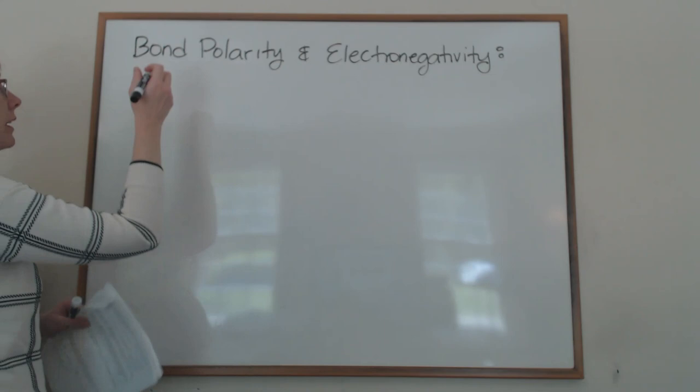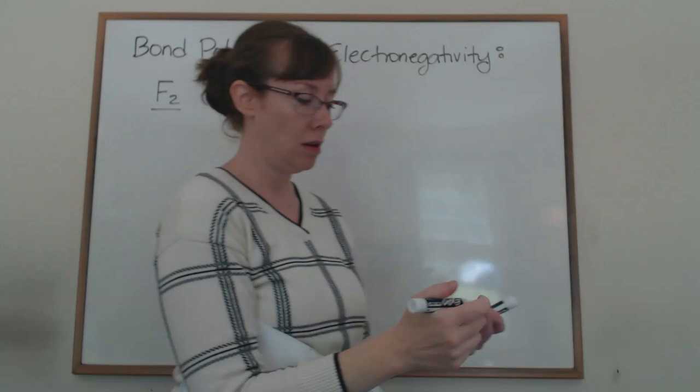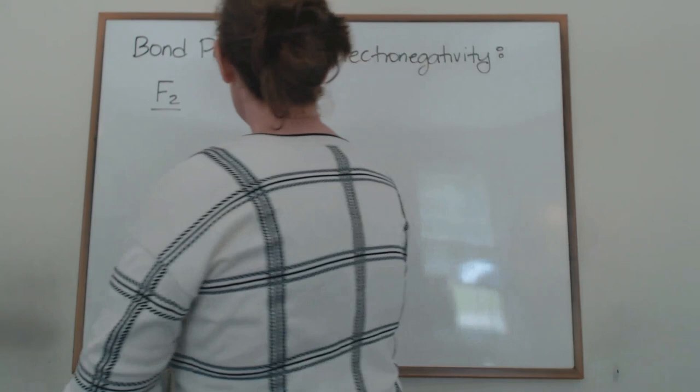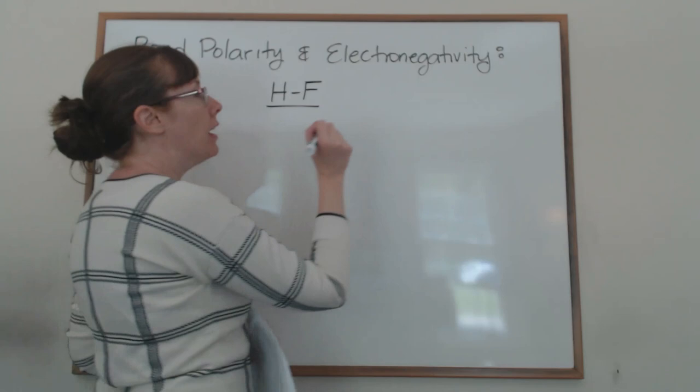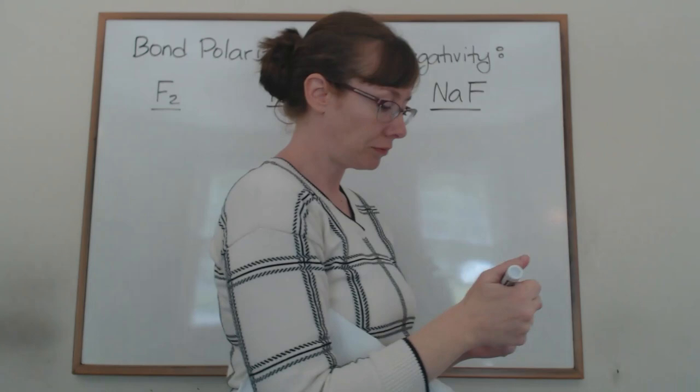Let's look at F2, which is a molecule that we have already done together. Let's look at HF. That's a good marker. HF. And let's look at NaF. Alrighty. Alright, so let's go ahead and look at the Lewis structures for all three molecules.